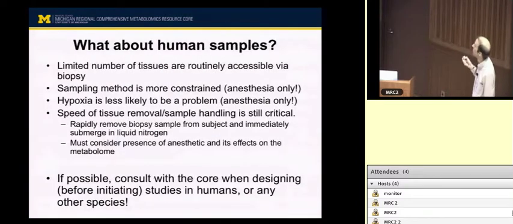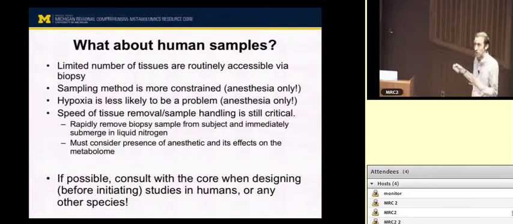Okay, just a brief word about human samples. Is there anything we can learn about what you should do if you're collecting human biopsy samples, for those of you involved in clinical research? Obviously, we don't have as much flexibility in collecting biopsy samples in people as we do in animals. The sampling method is constrained. You're only going to be doing anesthesia. You're not going to be euthanizing your human subjects to collect their tissues. Hypoxia is less likely to be a problem because you're using anesthesia. However, speed of tissue collection is still a concern.